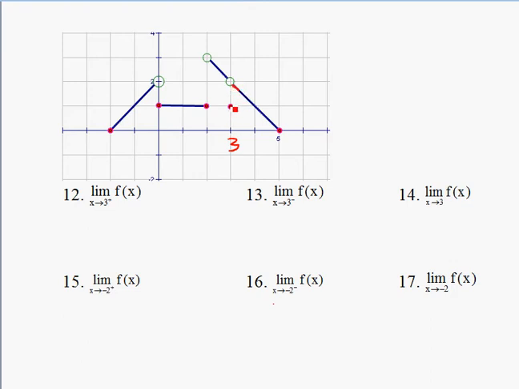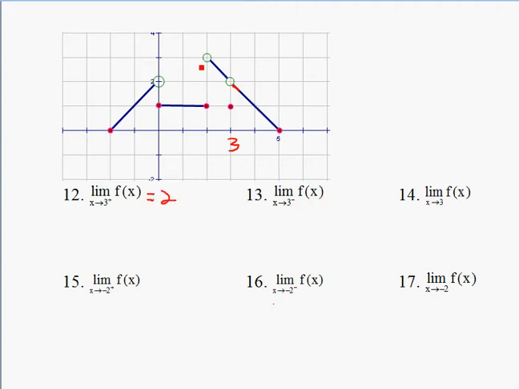Now note the point down here, the function value at 3 is equal to 1, but the limit doesn't care about that. The limit is where's the function going towards as x approaches 3 from the right-hand side. It's going towards this function value right here. So my limit statement is 2.